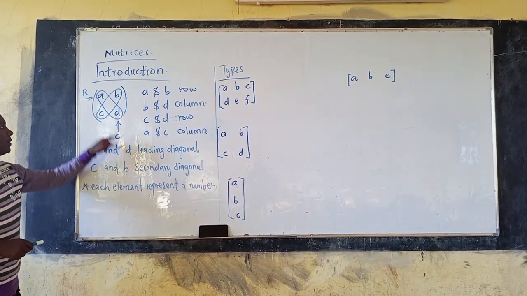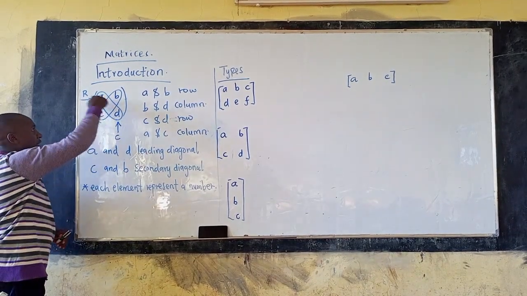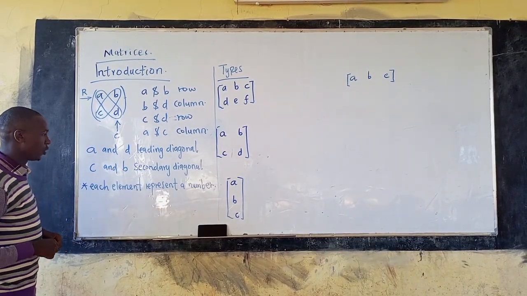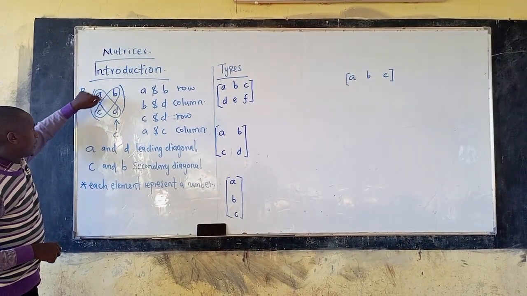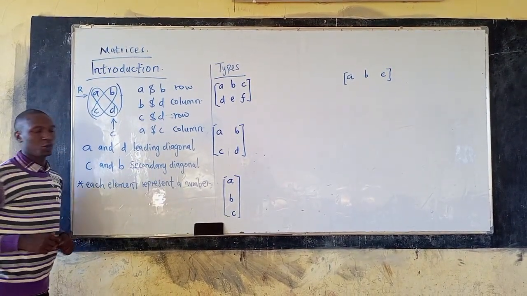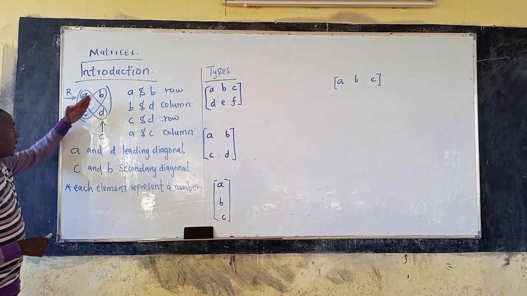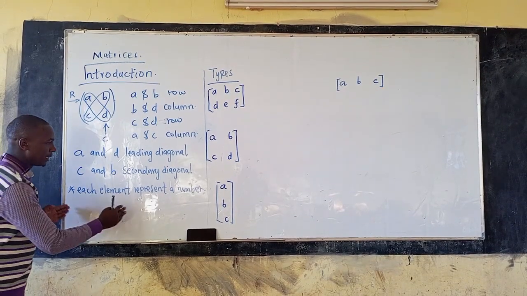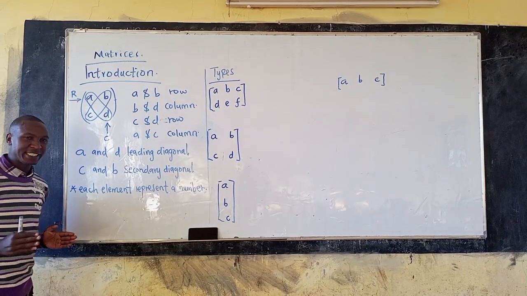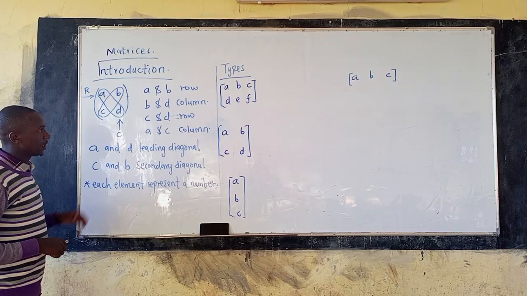For example, A and D form what we call a leading diagonal. This is a diagonal that we normally use so much, especially when we find things like determinants and so on. The other diagonal, which is C and B, is called a secondary diagonal. Not so much do we use it, but at least it's good if you know that this is a secondary diagonal. So each of these elements, A, B, C, and D, represents a given number while doing some calculation.